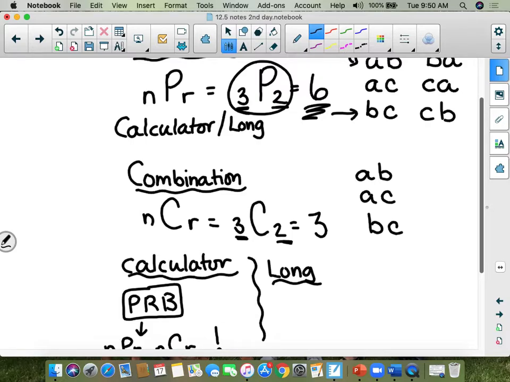And I also showed you the long way of how there's 6. You don't want to do it the long way because some of the answers are going to be gigantic, like 582 different possibilities. You don't want to list the 582 possibilities. You'd rather just use your calculator.